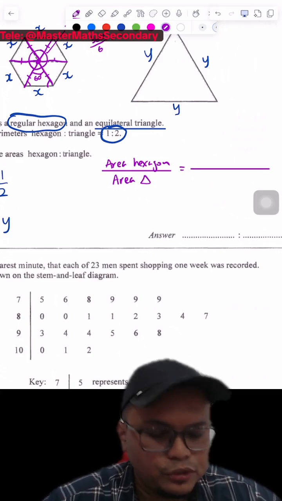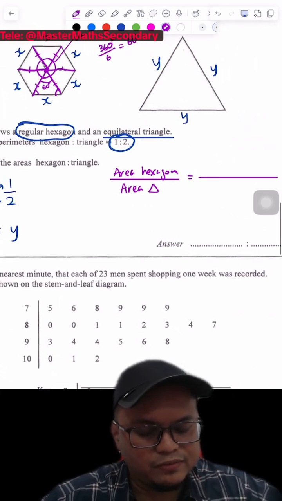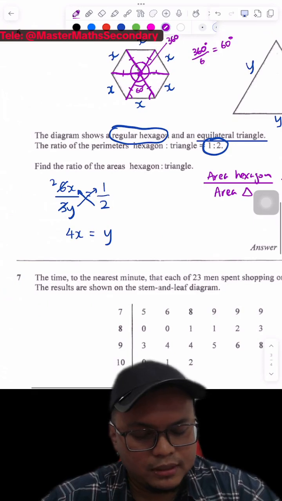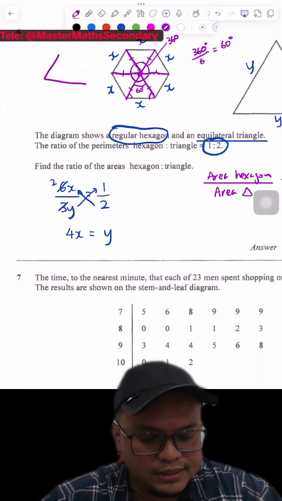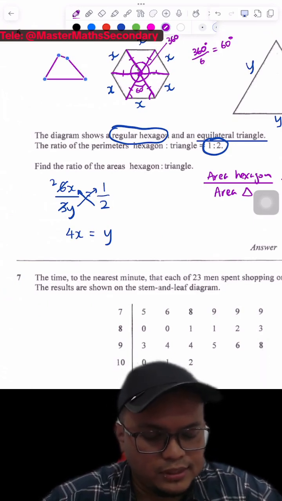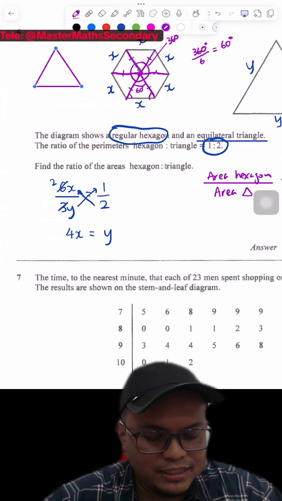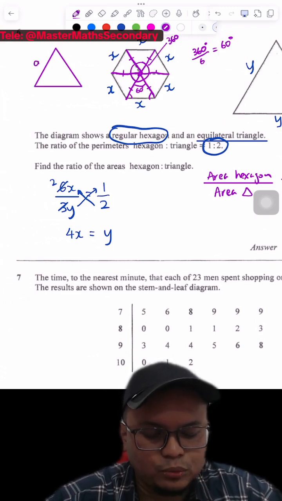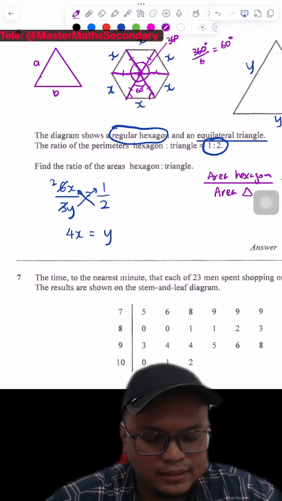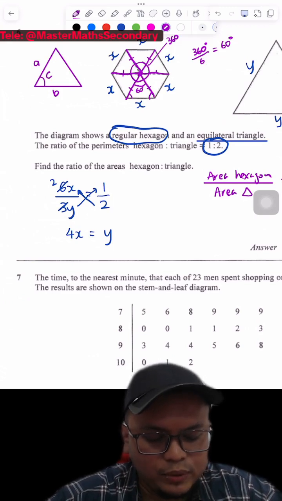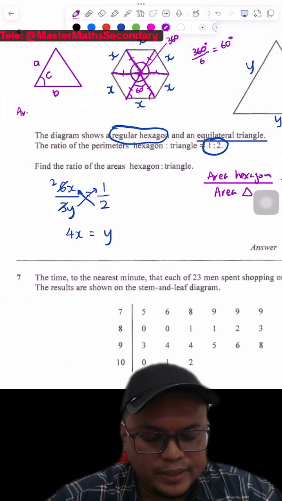I'm going to use my half AB sin C formula. Are you familiar with it? This is a quick recap. Let me erase this and draw a triangle here. If I have a triangle with two sides A and B, and the angle between them is angle C, we can find the area using this formula.